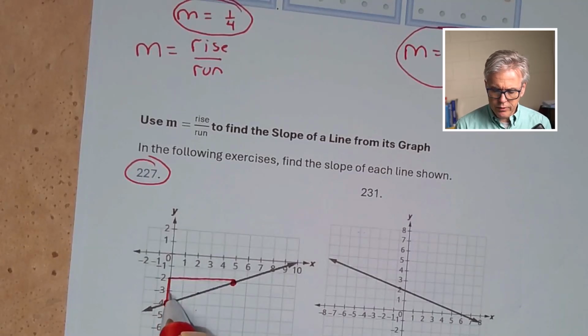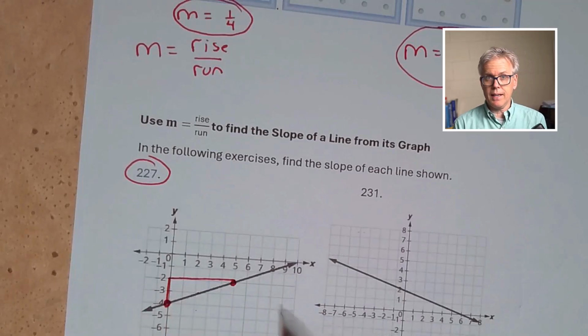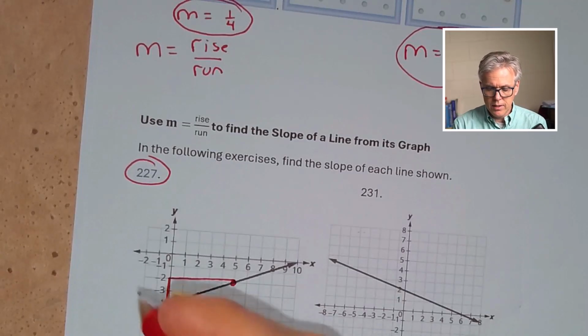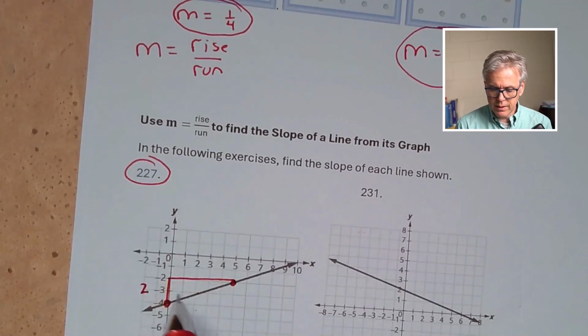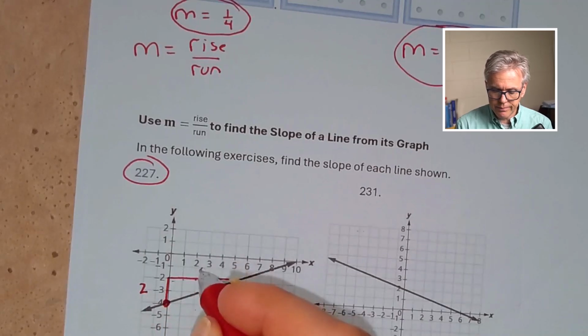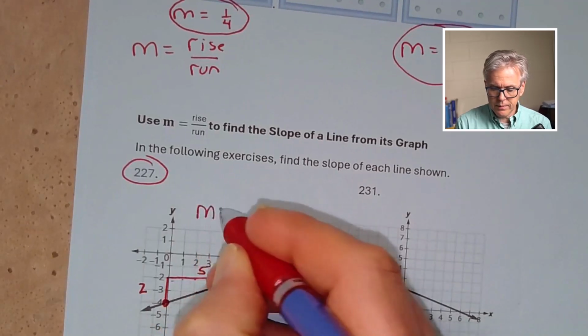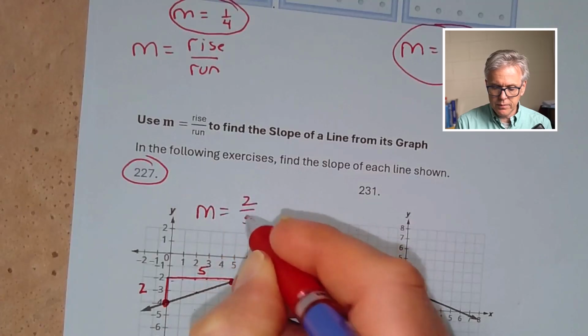So what do we got here? We're going to go up 2. This is definitely a positive slope, right? As x increases, y increases. So I'm going to go up 2, and then over what? 1, 2, 3, 4, 5. So my slope here would be a positive 2/5.